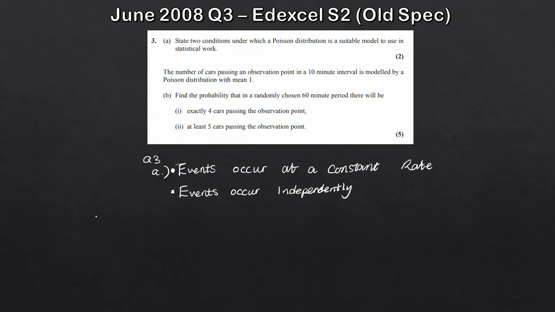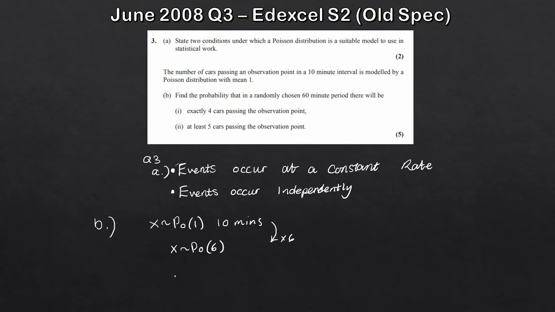And then part B, we're told that the number of cars passing an observation point in a 10-minute interval is modelled by a Poisson distribution with mean 1. So if we say x, modelled with a Poisson distribution with a mean of 1. So this is for 10 mins. So in the question, it's a 60-minute period. So to get from 10 minutes to 60 minutes, we need to times that by 6. Okay, so that'll be x is modelled with a Poisson of 6. Okay, so just being able to adjust this is the key skill here. You can do this really straightforward.